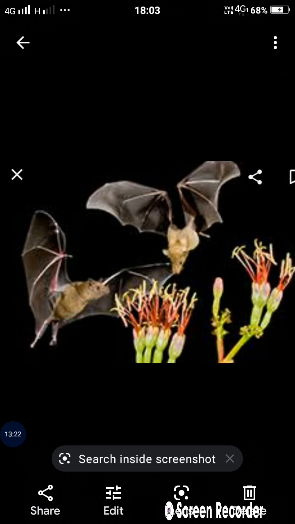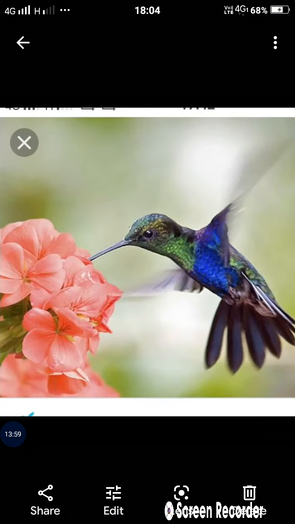Some examples of chiropterophilous plants are Kadam tree, Adansonia, and Kigelia. All these are types of biotic and abiotic agents for pollination. After that, we revise all these points.